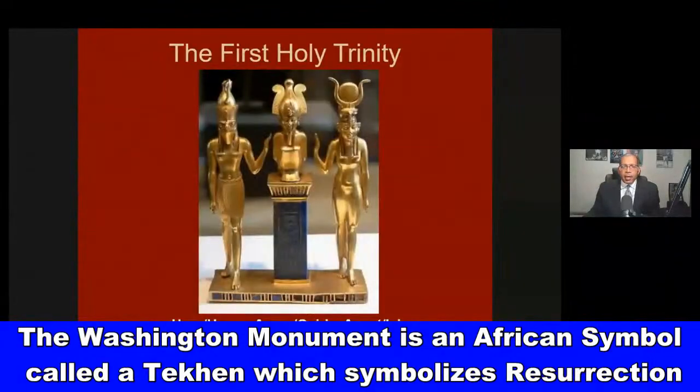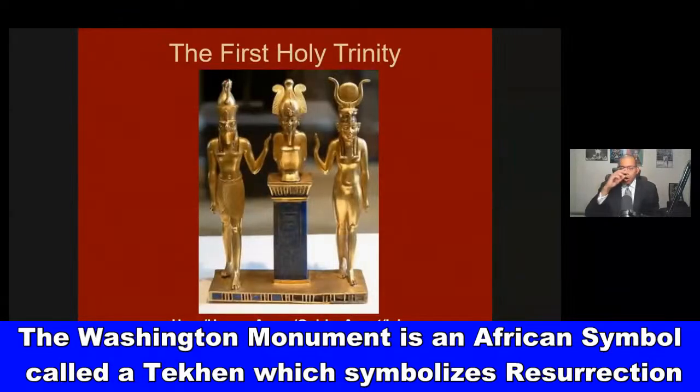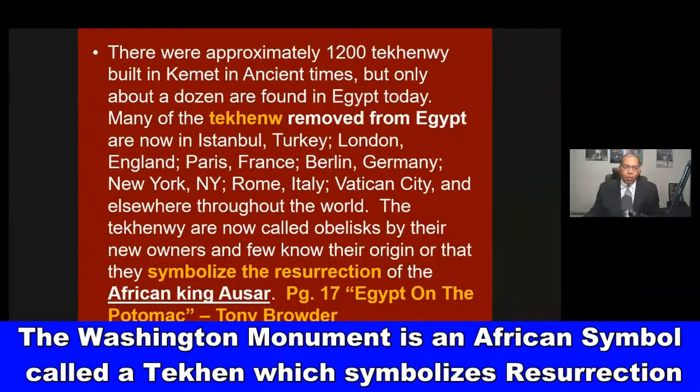Paris, France. And the Tekken, or the obelisk, comes from the story of Asar, Aset, and Heru, who the Greeks called Osiris, Isis, and Horus. There were approximately 1,200 Tekkenu built in ancient Kemet, but only about a dozen are found in Egypt today. Many of the Tekkenu removed from Egypt are now in Istanbul, Turkey, London, England, Paris, France, Berlin, Germany, New York, Rome, Italy, Vatican City, and elsewhere throughout the world. The Tekkenu are now called obelisks by their new owners, and few know their origin or that they symbolize the resurrection of the African king Asar, who the Greeks called Osiris.